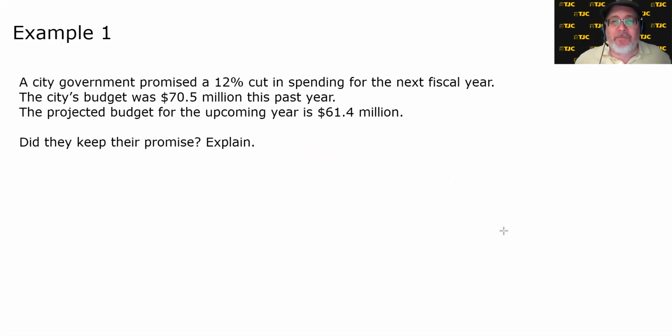Explain. Now, there's a couple of ways to approach this. One is to figure out what's 12% of the last year's budget. Subtract that from last year's budget to see if it's the current year's budget. Or we can calculate how much the budget changed and calculate the percent. To use the formula on the previous slide, we are going to do the latter. We're going to calculate the percent change. All right, so let's start by figuring out our players here. Our original value was $70.5 million.